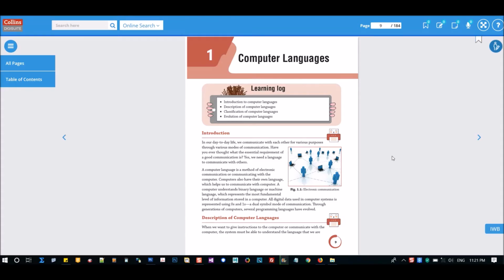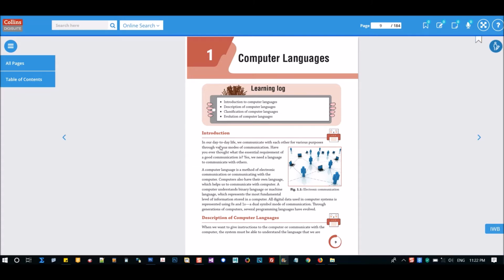Good morning, class 6. Today we will start the first lesson of your IT subject. So here we have computer languages. Now, in order for us to communicate with the computer, we need languages, computer languages. Okay, so there are many languages we'll be learning in this lesson. So let's see the introduction now.